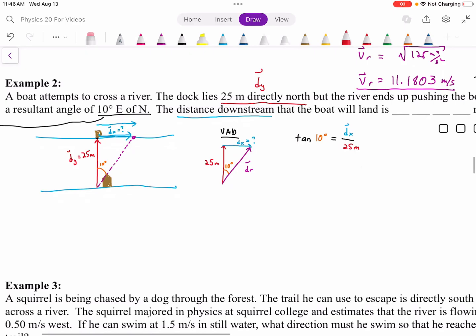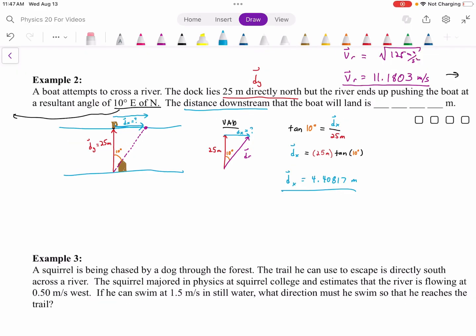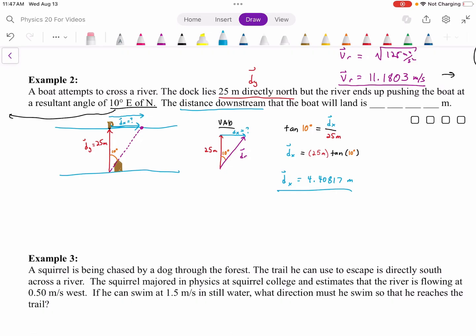So to undo that, I can multiply both sides by 25 meters, giving us that dx, its horizontal displacement, is going to be 25 meters times the tan of 10 degrees. And this is just regular tan, not second tan, right? We're taking the tan of 10 degrees. That's just a number you can put in your calculator and multiply by 25 meters to get that their horizontal displacement is going to be 4.40817 meters. Okay, so that is how far they're going to end up downstream from the dock.